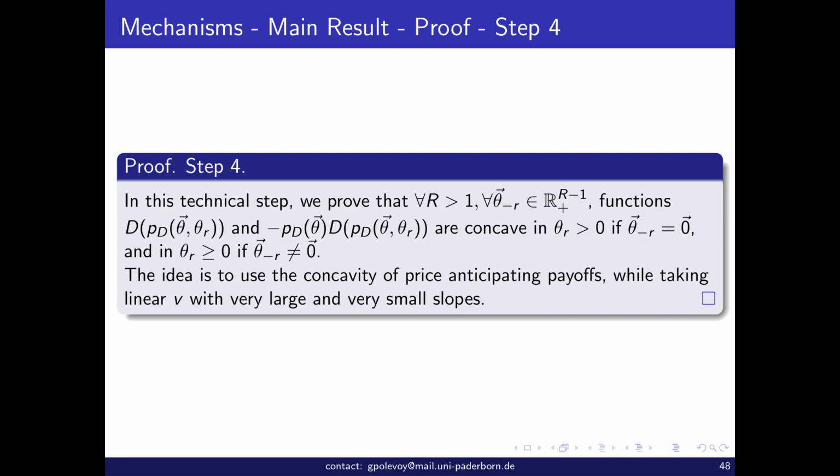So in this technical step, prove that for any number of players, and for any bids of the others besides r, that is, the function of what player r gets when r anticipates that the price depends on what he bids. Of course, here it should be PD of theta.